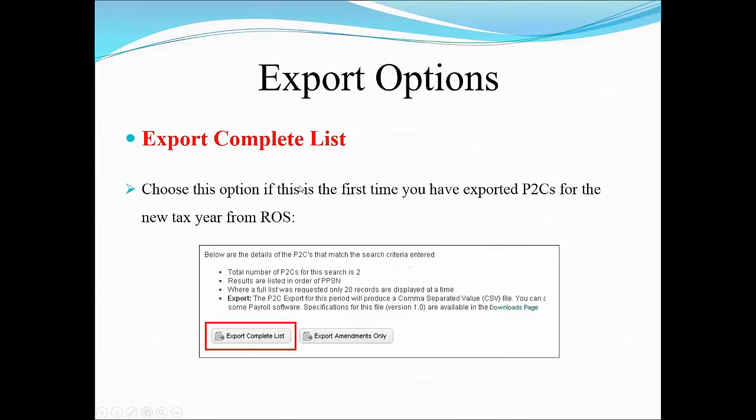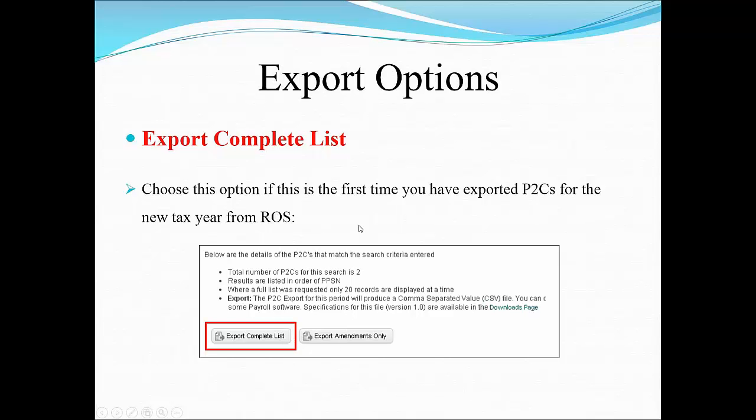The first option here is export complete list, and this is the option you will always choose when it is the first time you are exporting your P2Cs for your new tax year. This will ensure that all employees listed on screen will come into the P2C file for you. So it's export complete list in this instance.